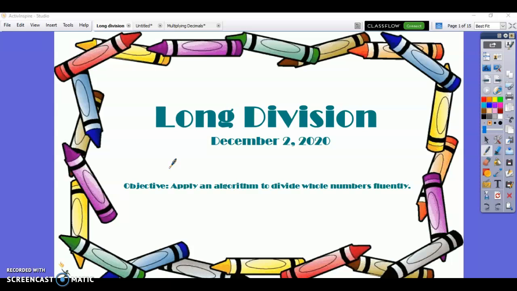We are going to continue our practice of long division. Today you are going to apply the standard algorithm of long division to divide whole numbers fluently. We are going to continue practicing.